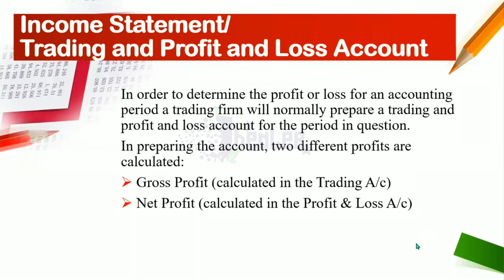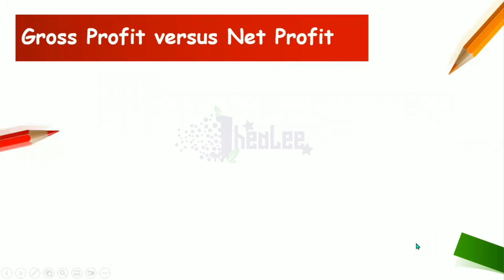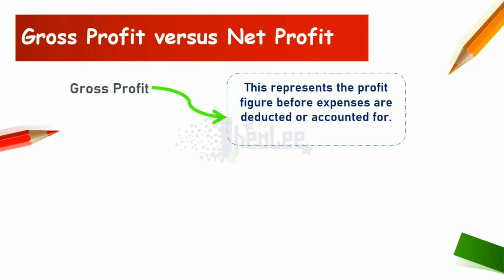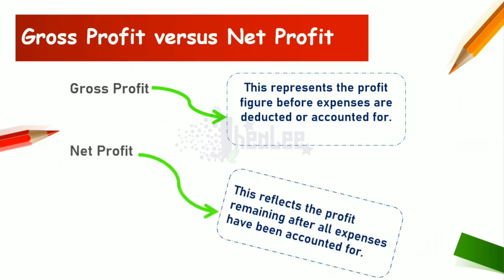Let us now look at the distinction between gross profit and net profit. Gross profit is calculated in the trading account as indicated earlier, and this represents the profit figure before expenses are deducted or accounted for. The net profit is generated after taking out your expenses, meaning after deducting your expenses. And if the business makes a gross loss, because it can make a gross loss, it means that the cost of goods sold would be greater than its sales.